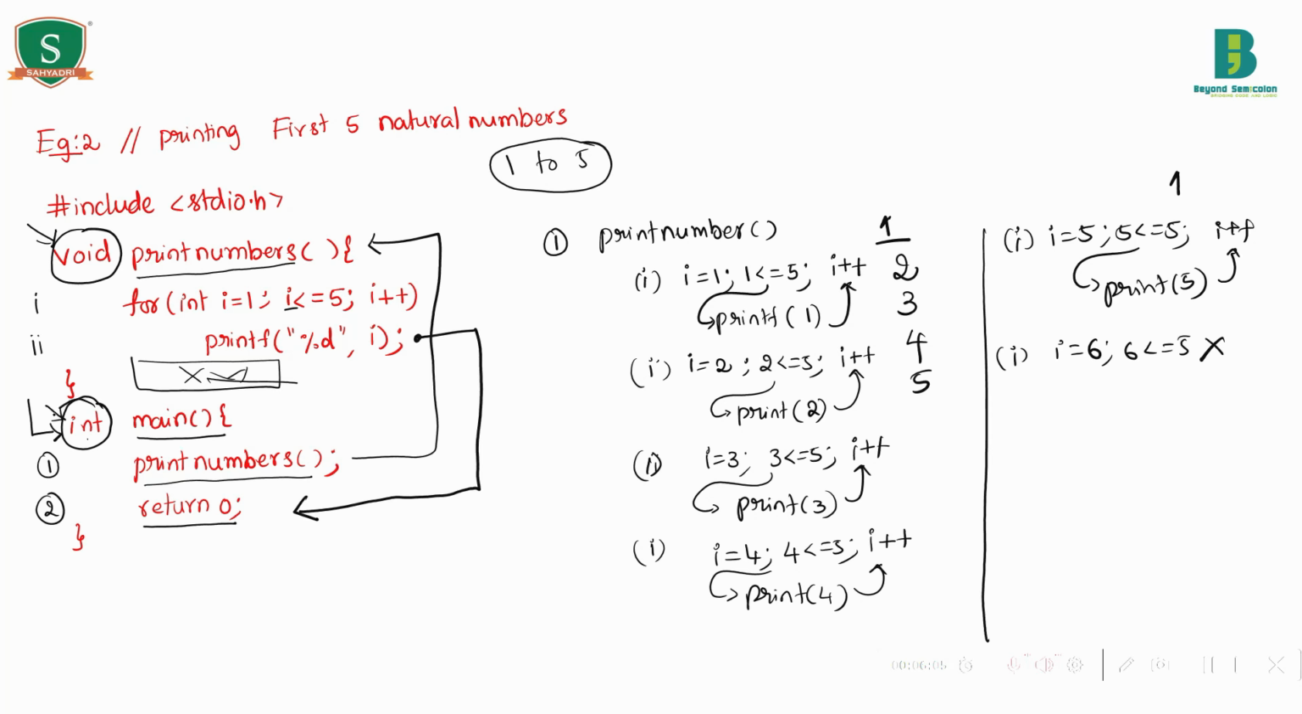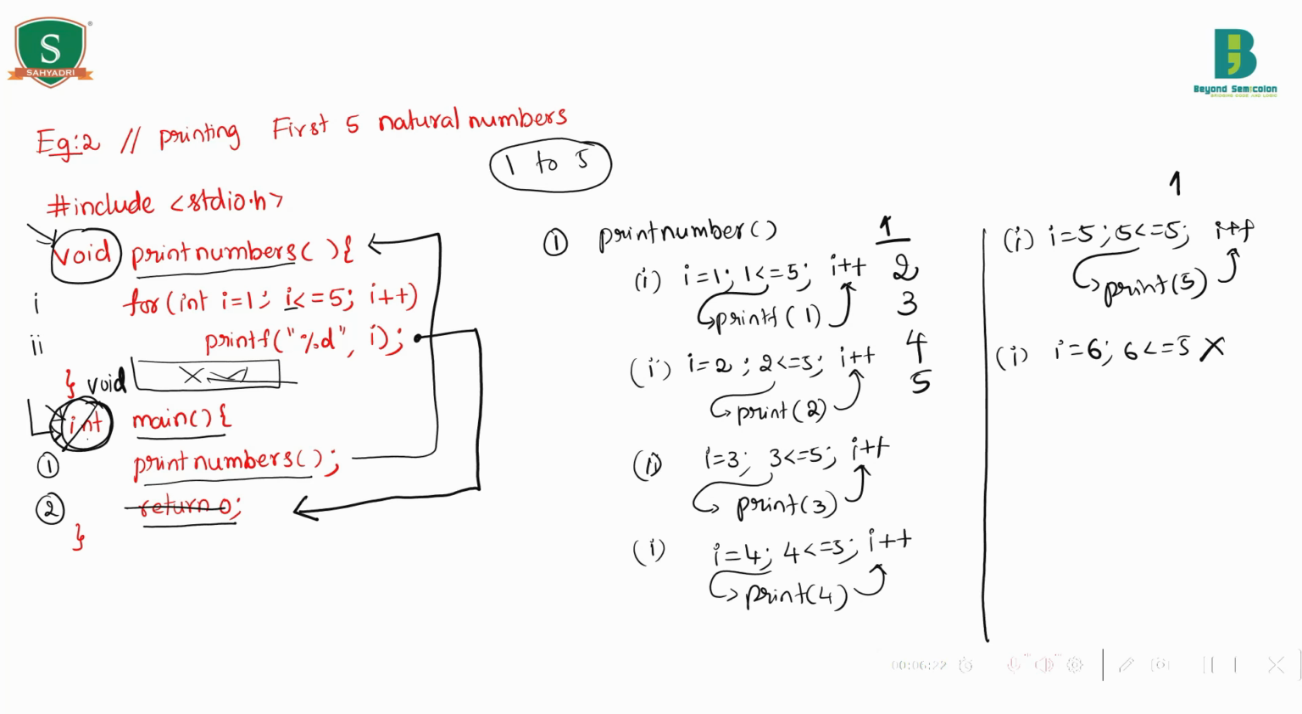So return 0, it means integer, we are mentioning it before the main, so we are returning 0. Sir, what if we are not returning 0? So then you remove return 0, you remove int, and mention void. So this is the example number 2.